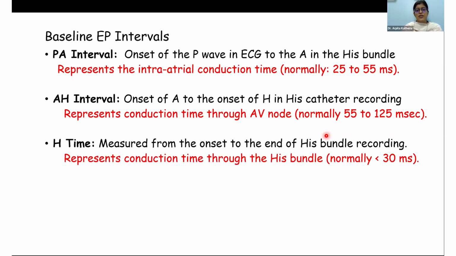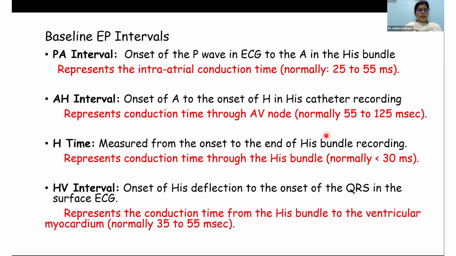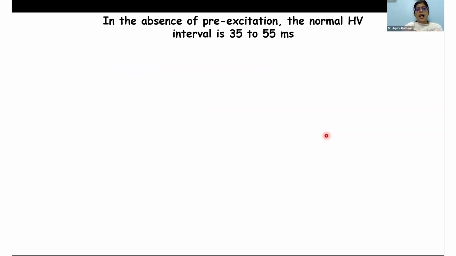The H time is measured from the onset to the end of the His bundle recording, which measures the conduction time through the His bundle, which is normally less than 30 milliseconds. HV interval is from the onset of His deflection to the onset of the QRS in surface ECG. This represents the conduction time from the His bundle to the ventricular myocardium, which is normally 35 to 55 milliseconds. Now, in the absence of pre-excitation, the normal HV interval is 35 to 55 milliseconds.